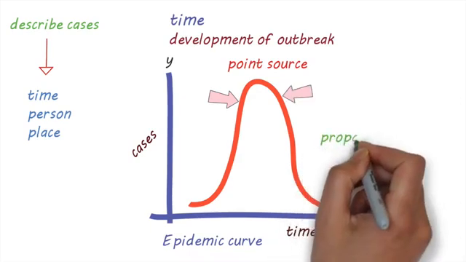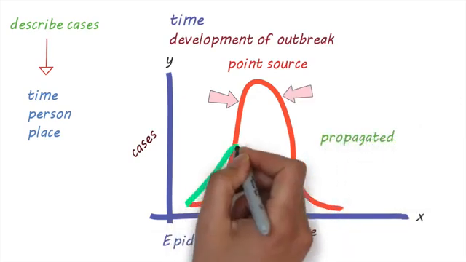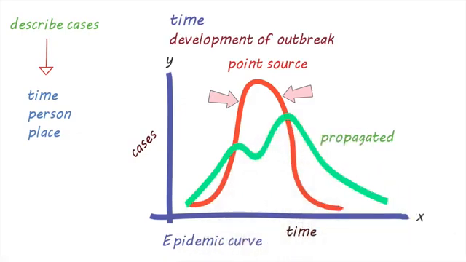The other one is a propagated outbreak. This pattern is common in outbreaks where the infection is passed from person to person, and the first wave of infections is a source for the next wave. The typical pattern of this curve is a series of progressive peaks of illness.